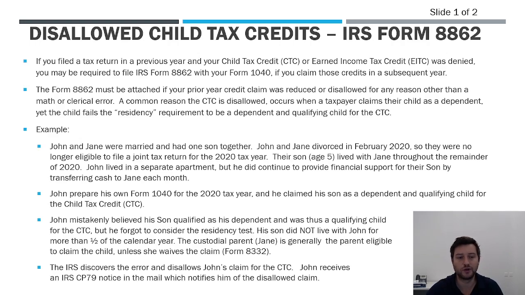And so John, when he went to prepare his own Form 1040, he's briefly going over the dependency rules and the CTC rules, and he thinks, oh, well, I provided more than one half the support, I did all this other stuff. But what he forgot was the residency piece. He forgot that my son no longer lives with me more than one half the year. I'm in a different home. I'm no longer the custodial parent, so I cannot claim him, right? So John prepares his 1040. He claims his son as a dependent and the qualifying child for the CTC.